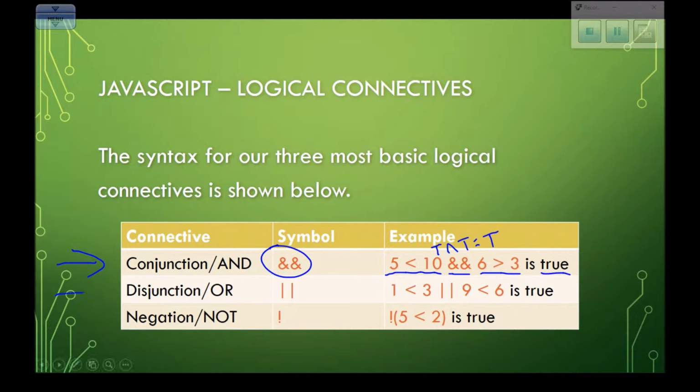For disjunction, which is our or, I'm going to use 2 pipes. Those are shift and then that key over enter. I forget which slash that is, whichever slash that is. Shift that over enter gives you the pipe. So 2 of those in a row gives me or. So 1 is less than 3, that's true, or 9 is less than 6, that's false. But true or false is true.